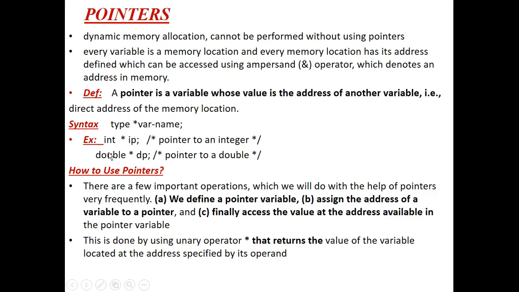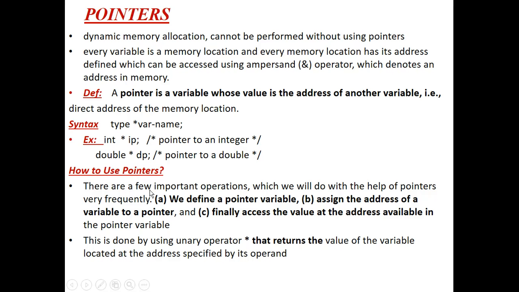Here I have given two examples. Here my type of pointer is integer type, and my pointer name is ip. This asterisk symbol defines the pointer. The next example: here I have taken a double, and dp is my pointer name. This is the way we include pointers in our programs.